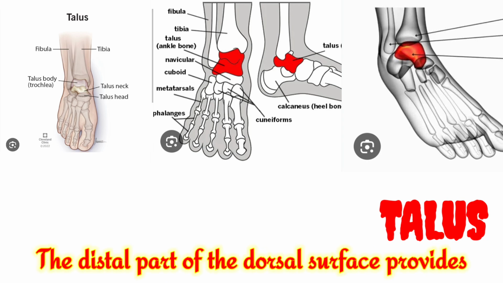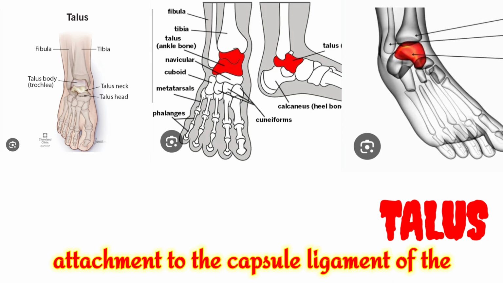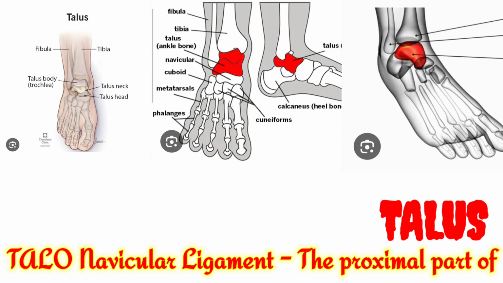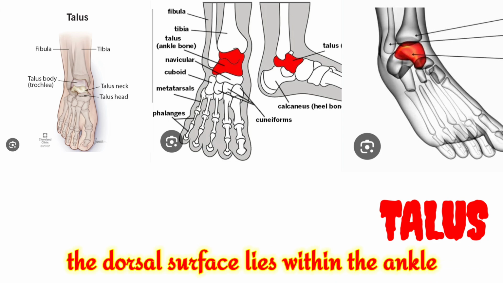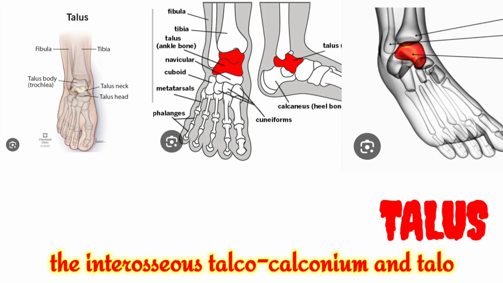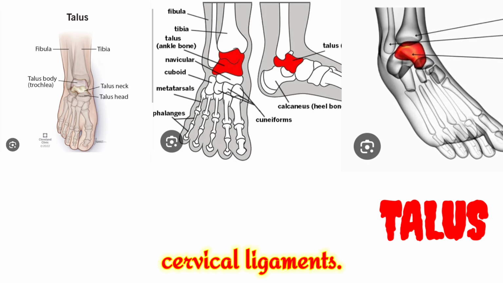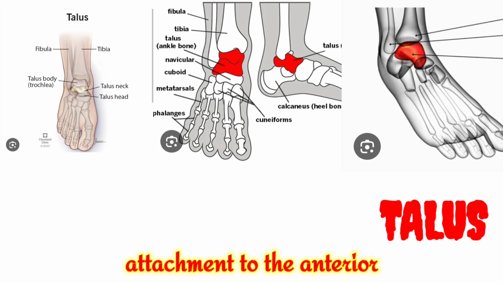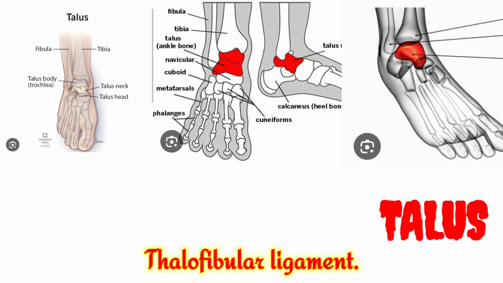The distal part of the dorsal surface provides attachment to the capsular ligament of the ankle joint and to the dorsal talonavicular ligament. The proximal part of the dorsal surface lies within the ankle joint. The inferior surface provides attachment to the interosseous talocalcaneal and talocalcaneal cervical ligaments. The lateral part of the neck provides attachment to the anterior talofibular ligament.